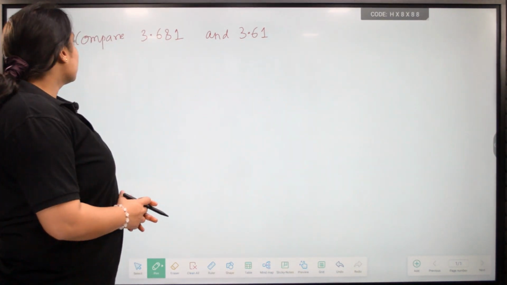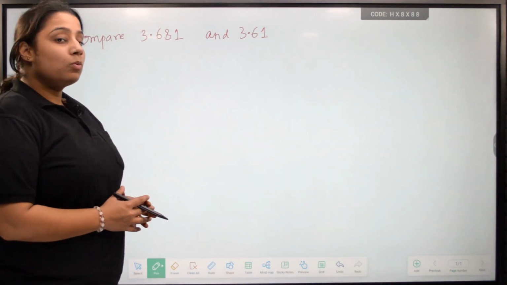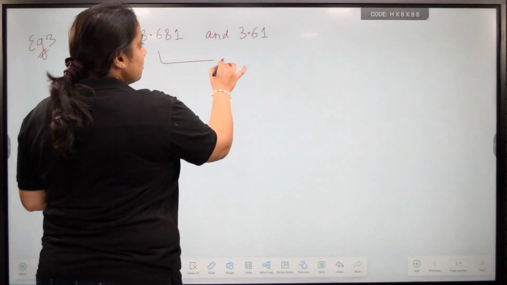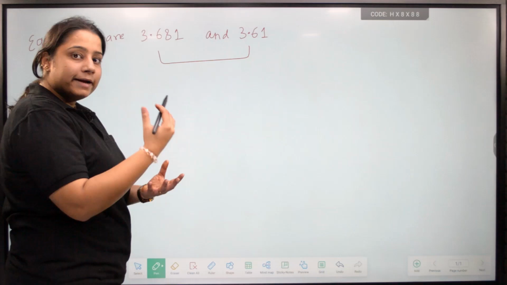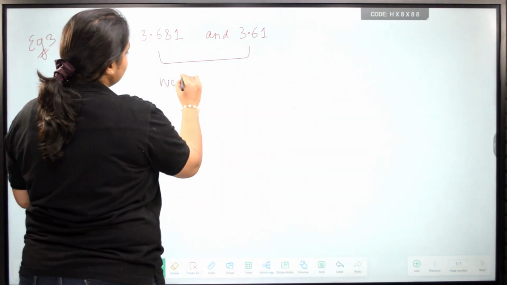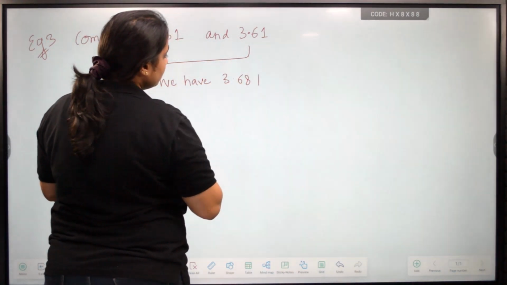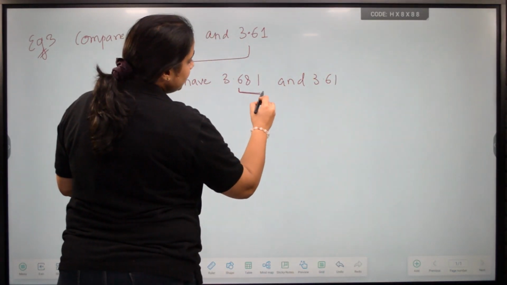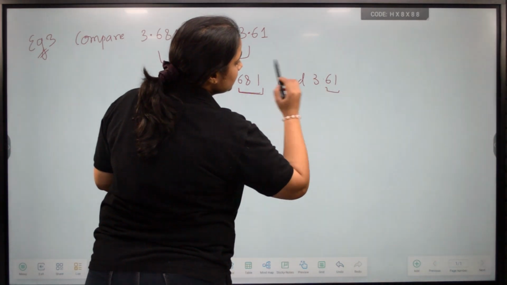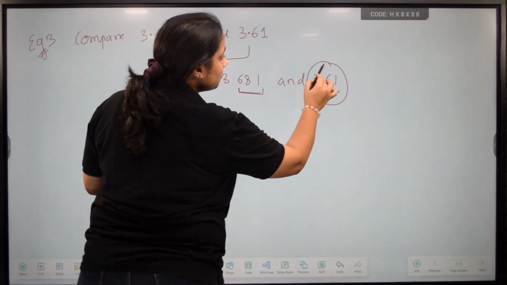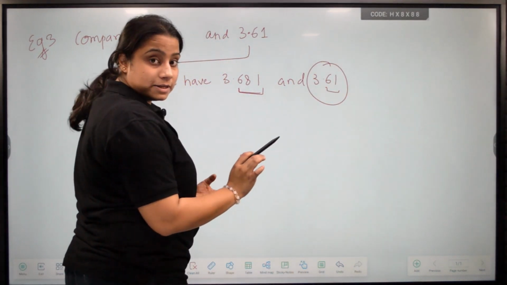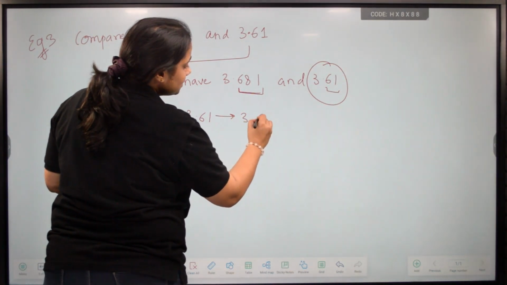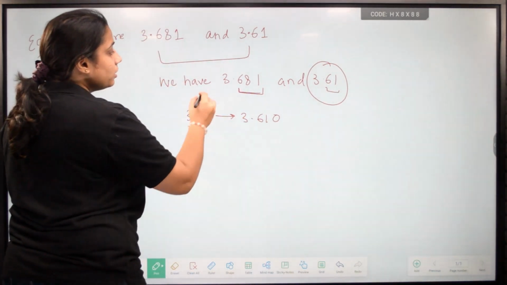Example 3. Compare 3.681 and 3.61. In order to compare these numbers, firstly we need to make them like decimals. So we have 3.681 and 3.61. We have 3 decimal places here and 2 decimal places here. So we need to make this number a 3 decimal places number. So 3.61 can become 3.610.